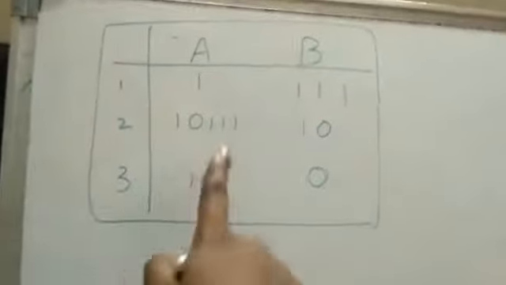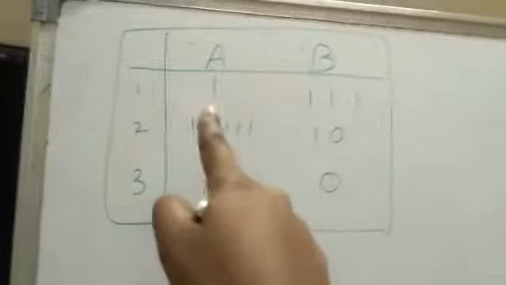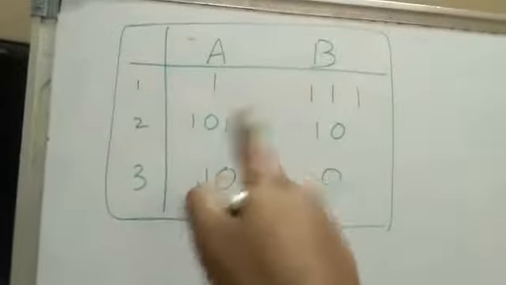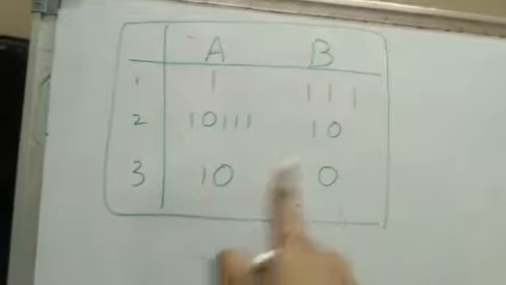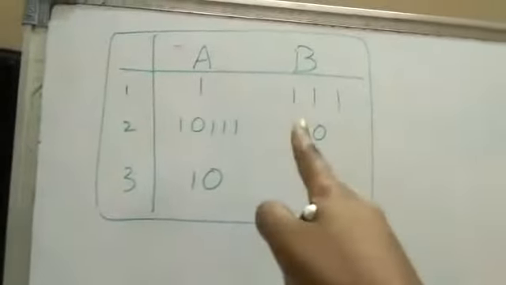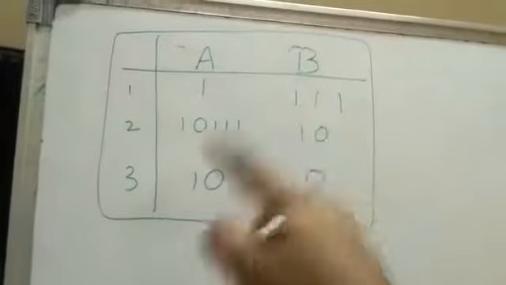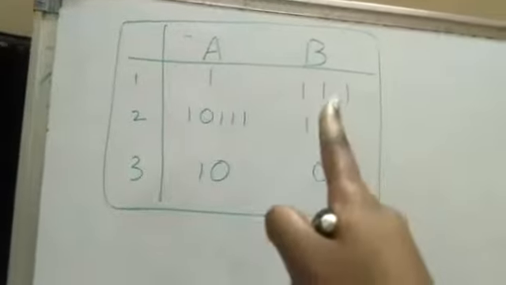This is a given PCP problem. Here, how many strings are there? There are three strings. So A1 means 1, and A2 means it is 1 0 triple 1. A3 means 1 0. B1 is 1 1 1, and B2 is 1 0, and B3 is 0.